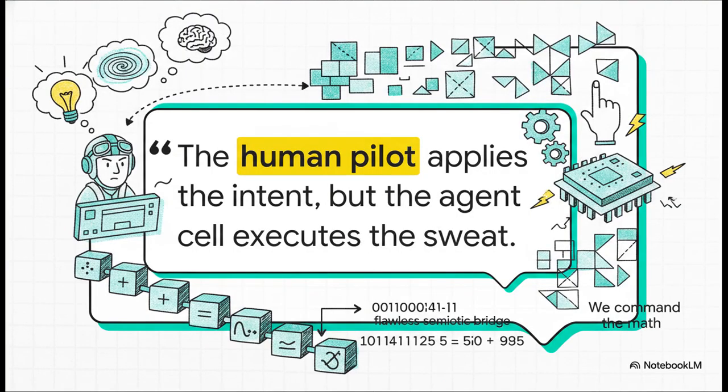There's a profound quote from the architecture documentation that I think just hits the nail on the head. The human pilot applies the intent, but the agent cell executes the sweat. By meticulously mapping our fluid human intent onto exact, verifiable integer sequences, we build a flawless semiotic bridge directly to the deterministic silicon of the machine. We command the math, and the machine executes it perfectly, without a single guess.